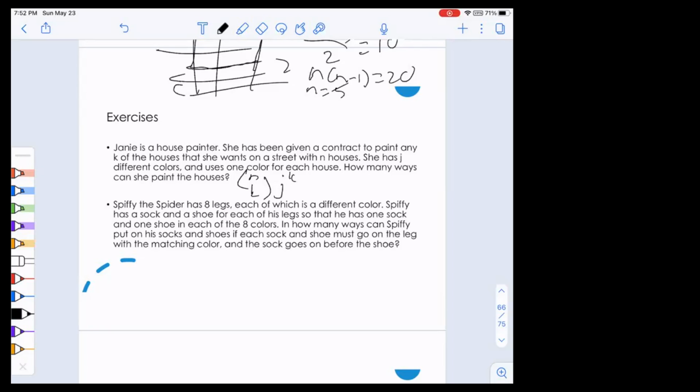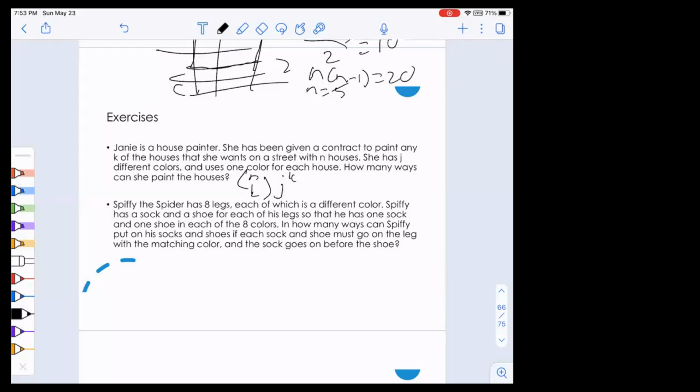Now for the second one, Spiffy the spider has 8 legs, each of which is a different color. Spiffy has a sock and a shoe for each of his legs, so that he has one sock and one shoe in each of the 8 colors. The letter K is the houses that she wants to paint. Well, the number of houses is n, so technically it's not infinite, but it depends. So then it would be n.